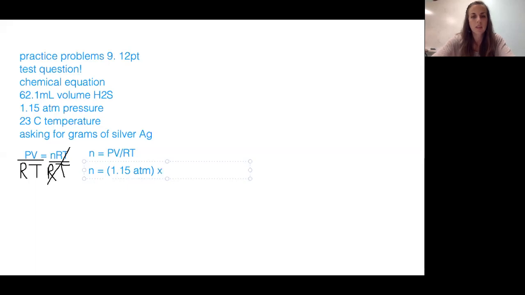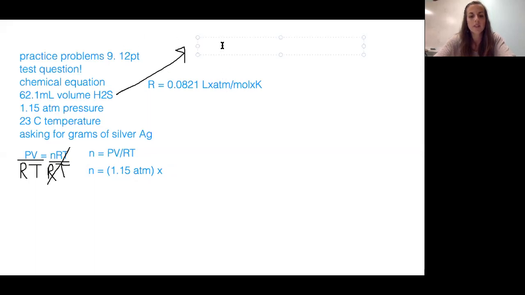The volume they give me, 62.1 milliliters, but there's a problem there. I'm going to recognize, because I know, let me just write this out here for you, that R is equal to 0.0821 liters times atmospheres divided by moles times Kelvin. I know that I'm going to need liters, not milliliters. So first, I'm going to go ahead and convert that. So I'm going to put an arrow up here and we're going to convert.